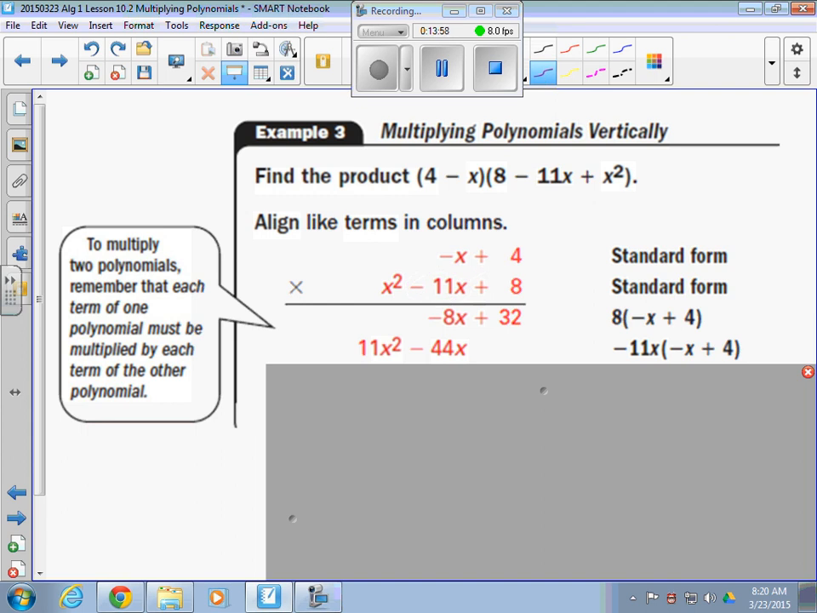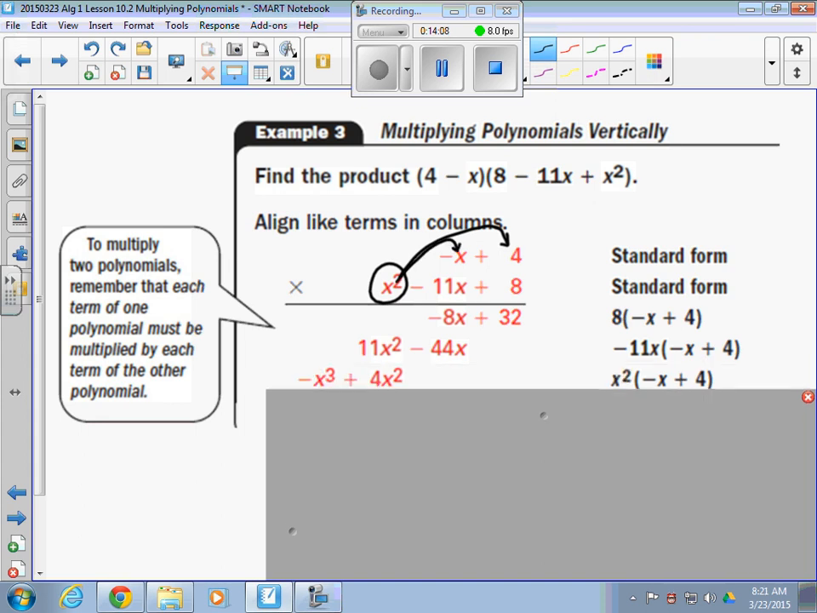There's no other one. And then the last one is multiplying x squared times both of them. X squared times 4 and x squared times negative x. Negative x to the third because you add 2 plus 1, and x squared times 4 is positive 4x squared. So everything's stacked in like terms now.